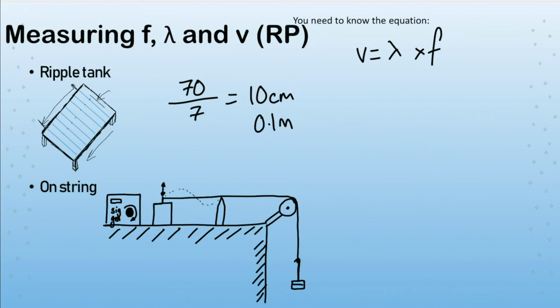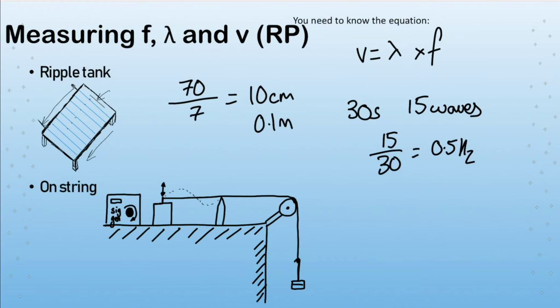So let's say we're counting for 30 seconds, and we know that, I don't know, 15 waves have passed. If we then do 15 divided by 30, we can find out that we have 0.5 waves passing a second, which is 0.5 hertz. So with that, we then have v equals 0.1 times 0.5 equals 0.05 meters per second. Sorted. That's our wave speed.